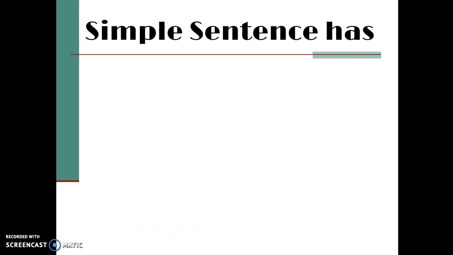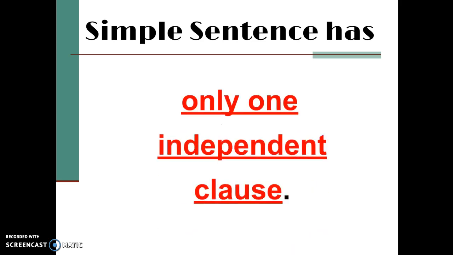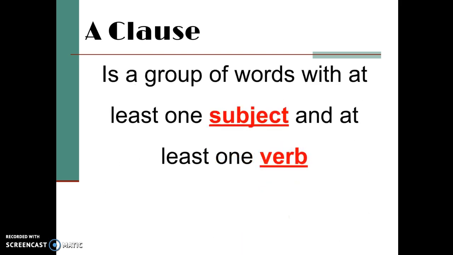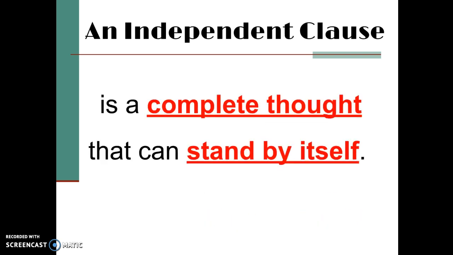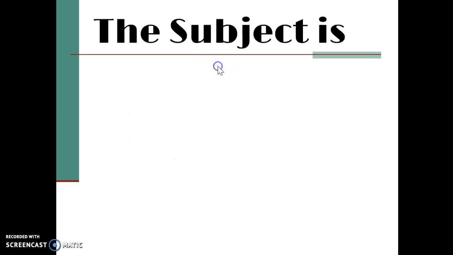So we're going to start by writing and looking at simple sentences. A simple sentence has only one independent clause. Well, we have to know, what is a clause? A clause is a group of words that has at least one subject and at least one verb. That makes an independent clause a group of words with at least one subject and one verb that expresses a complete thought and that can stand all by itself. And I like to think of being an independent person. You can do everything on your own. You make sense on your own.